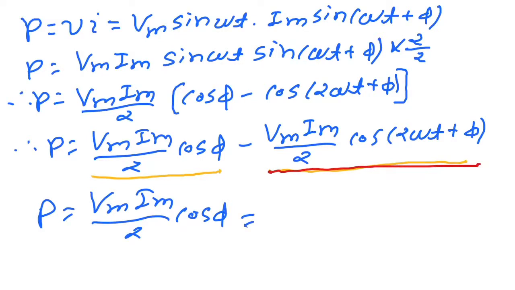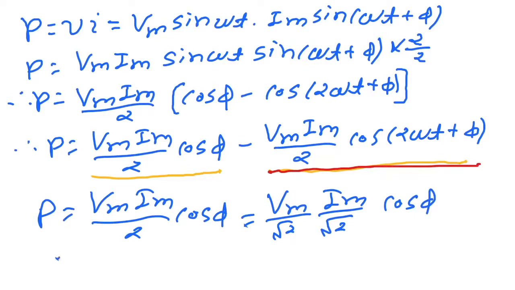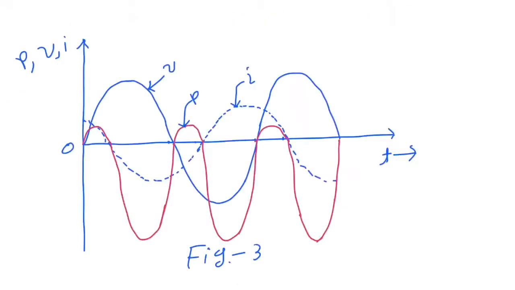So average power is equal to Vm by root 2 into Im by root 2 into cos phi. Therefore, average power P is equal to VI cos phi. So average power consumed in an RC series circuit is given by VI cos phi. The waveform of power is shown in figure 3. So this is about the RC series circuit. In an RC series circuit, current leads the voltage by an angle between 0 to 90 degrees and the average power consumed in an RC series circuit is given by VI cos phi.